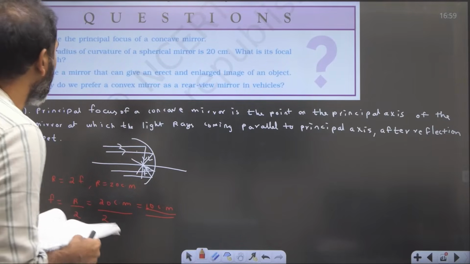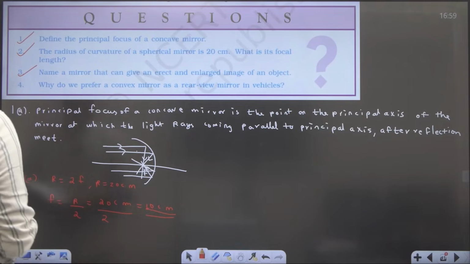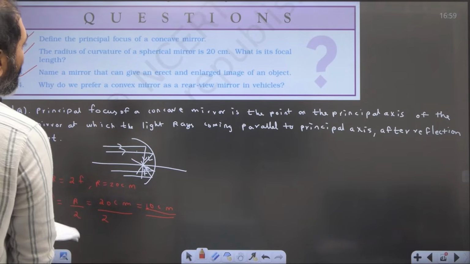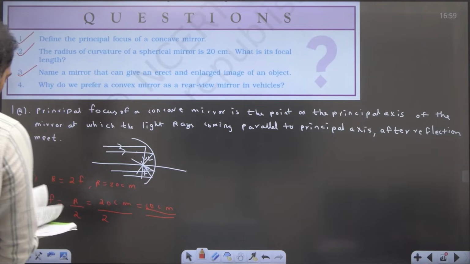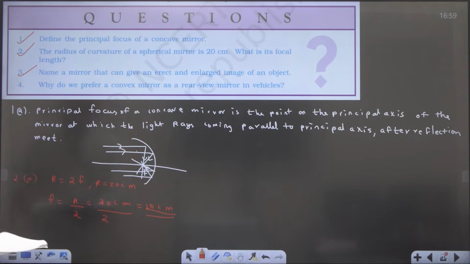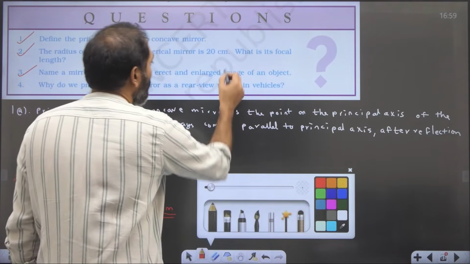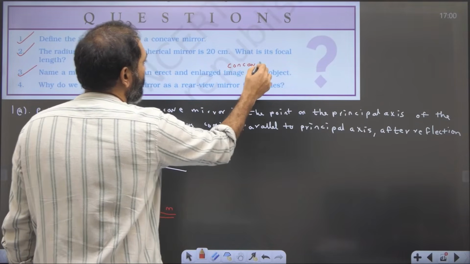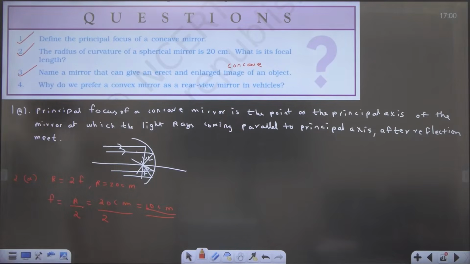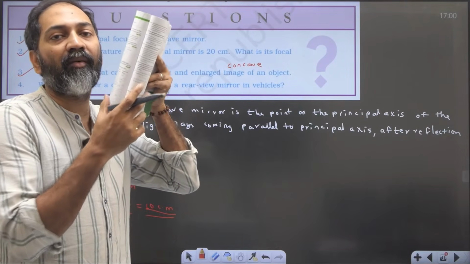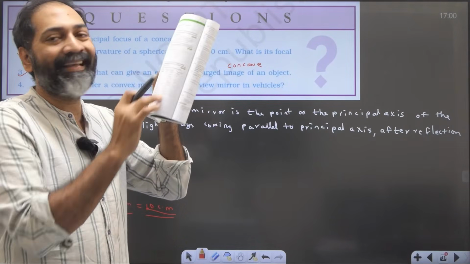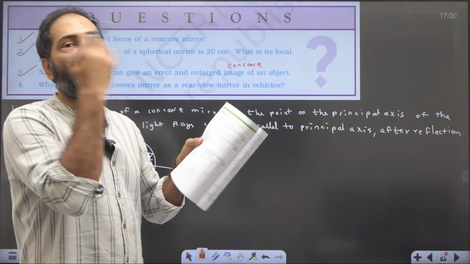I hope it is clear. Next, name a mirror that can give erect and enlarged image of an object. Remember, name a mirror that can give erect and enlarged image. What is the answer? Concave. Concave mirror can give erect and enlarged image of an object. What is example? Shaving mirror. When the concave mirror is kept close to our face, what happens? We are seeing erect, enlarged image of our face.